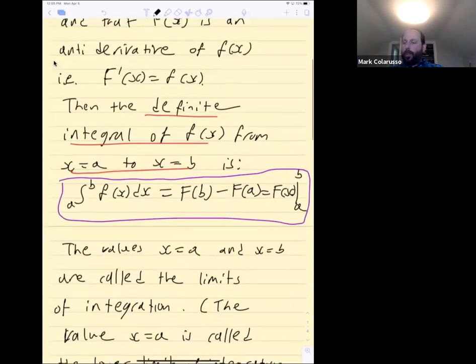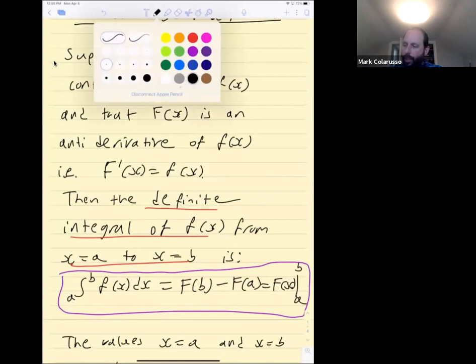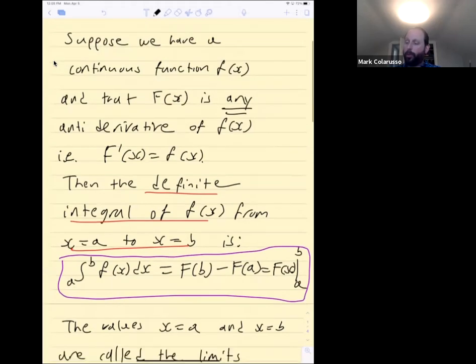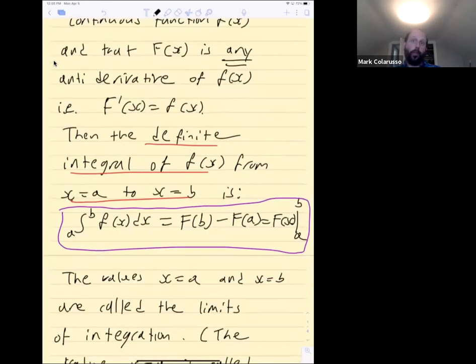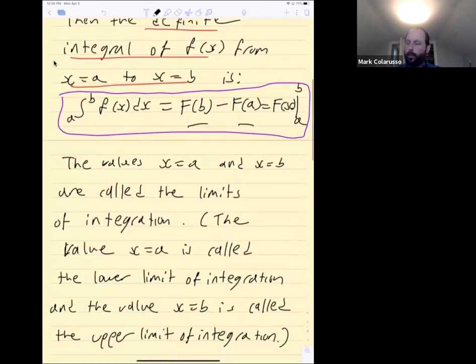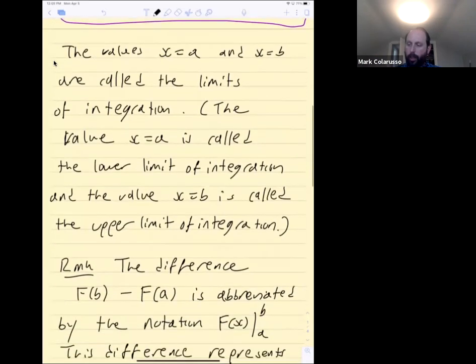And this capital F, I should emphasize, is not just an antiderivative, it's any antiderivative. So this formula holds no matter which antiderivative you choose. You can explain why this is true in the live meeting, but basically any antiderivative differs from another by a constant, and that constant will be subtracted when you take this difference. Okay, but don't worry if you don't get that. It just works for any antiderivative. On the right hand side, you can put any antiderivative you want into this formula. So you might be wondering, why is this useful?